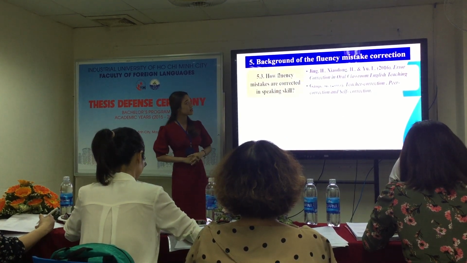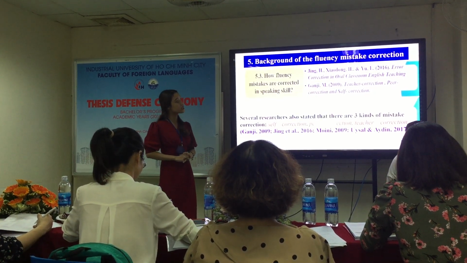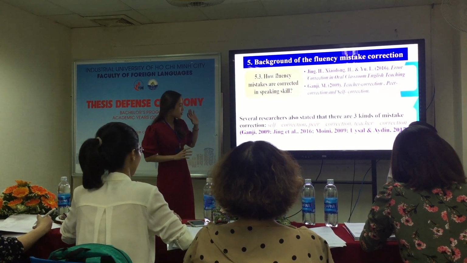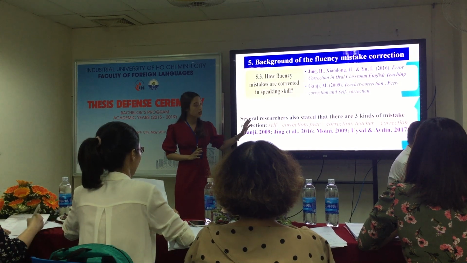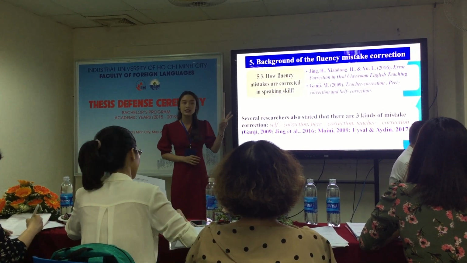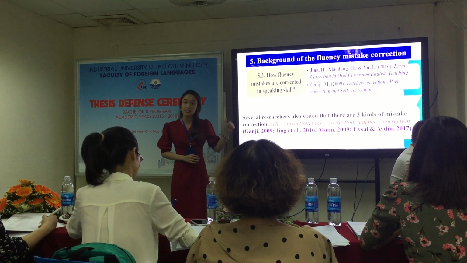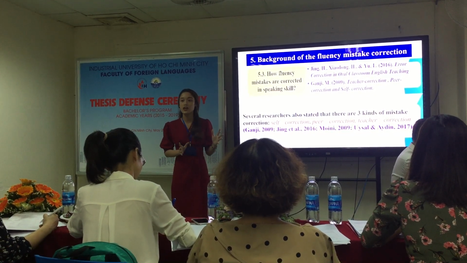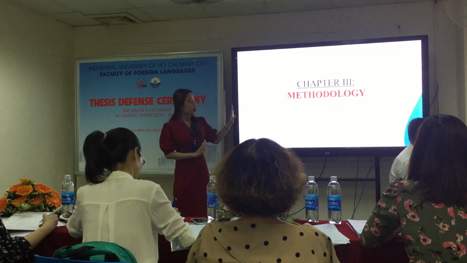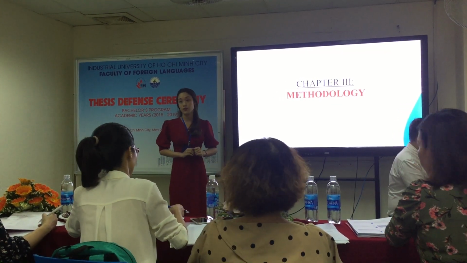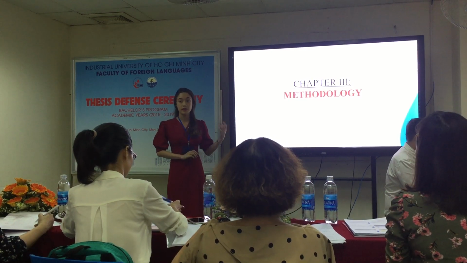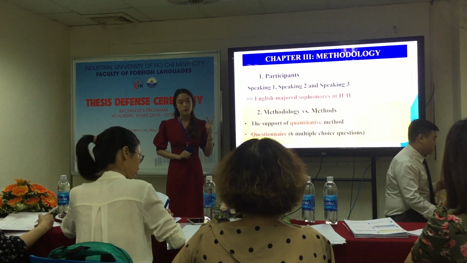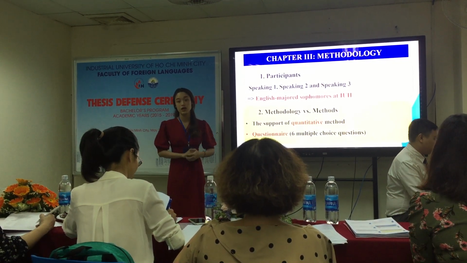And the last question, how fluency mistakes are corrected in speaking skill, is based on several researchers who stress that there are 3 types of mistake correction: teacher correction, self-correction, and peer correction. That's what I have to say about chapter 2, literature review. I will move on to chapter 3, methodology. Participants, research methodology, and procedure I will emphasize in this chapter.